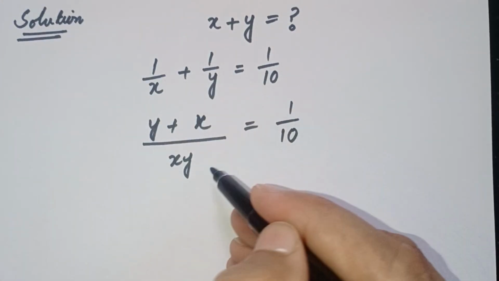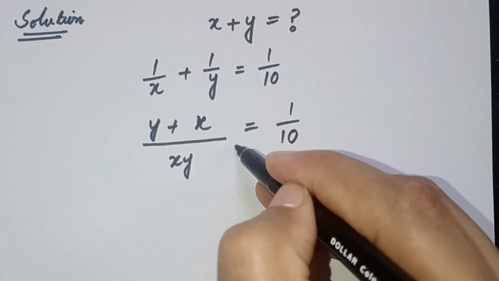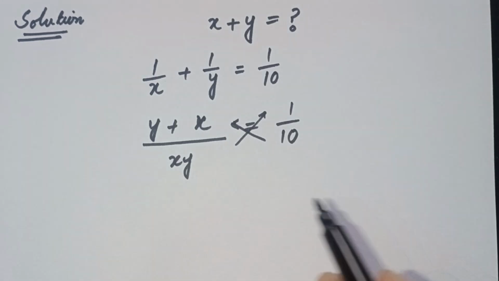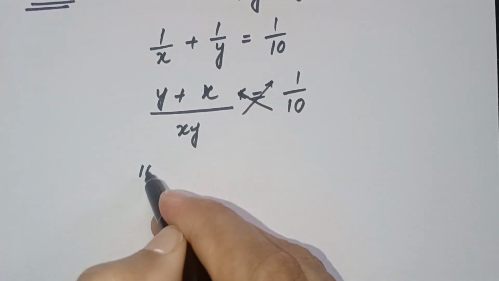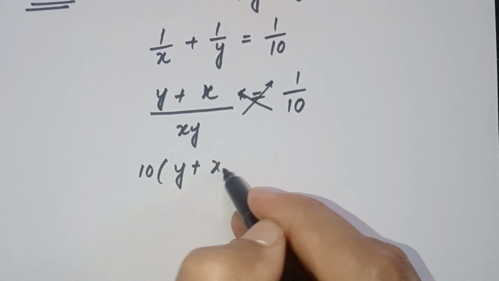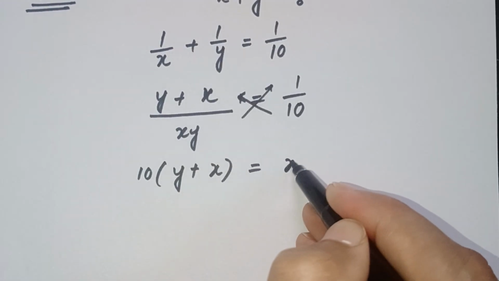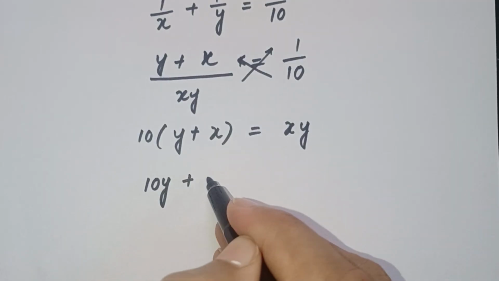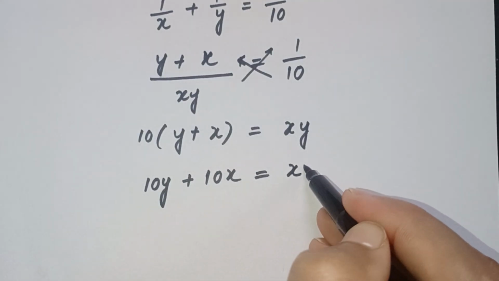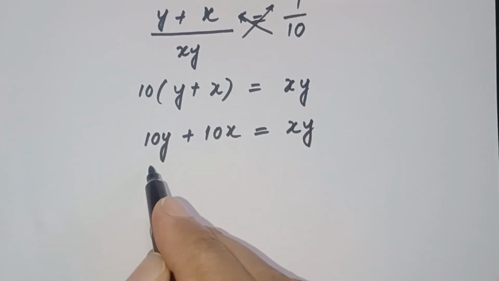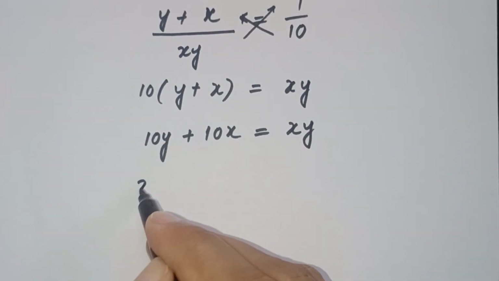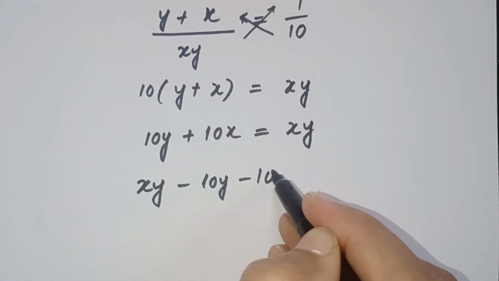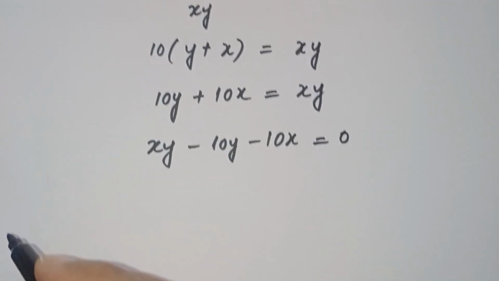Now we will cross multiply them, and we will multiply xy with 1 and 10 with the y plus x expression. So we are going to write 10 times y plus x is equal to xy. So multiplying, 10y plus 10x is equal to xy. Now bring 10y plus 10x to the other side. We get xy minus 10y minus 10x is equal to 0.